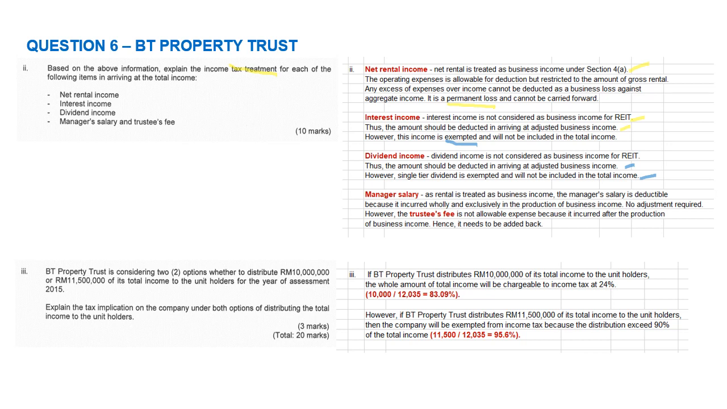Last one, question minta you explain berkenaan manager salary and trustees fee. So, manager salary is treated as business expenses sebab dia incurred wholly and exclusively. So, tengok betul-betul ayat tu. Wholly and exclusively in the production of business income. No adjustment required. However, untuk trustee fee, it is non-allowable since it incurred after the production of business income. Hence, it needs to be added back. Okay, so make sure your explanation is clear. Dia tanya pasal 2, manager salary tu 1, kenapa boleh tolak, and second one, trustee fee, kenapa kita add back.